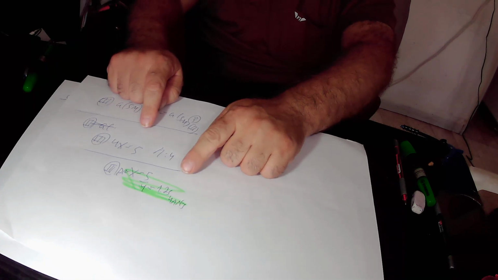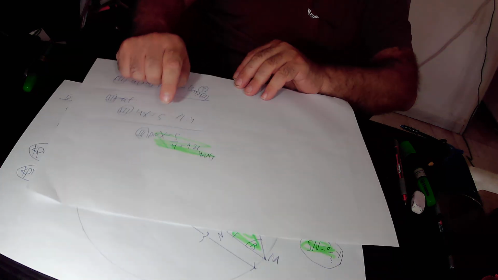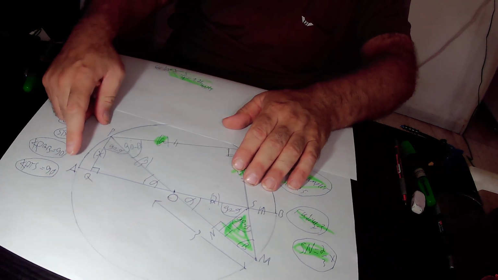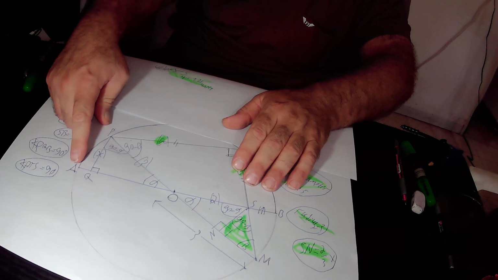5 quarters is 1.25. So we found out that the length of this line segment PQ, which equals x, is 5 quarters units in its length, or in terms of numbers, the length of this line segment PQ, which equals x, is 1.25 units in its length.